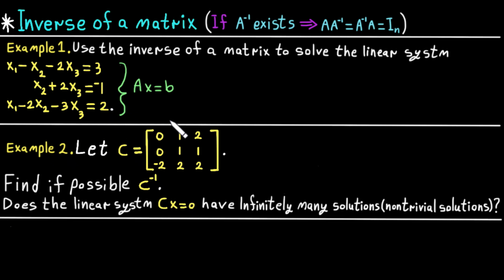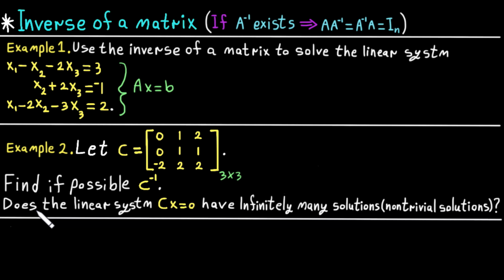Now let's read the second example. Let C equal this matrix here, a 3 by 3 matrix. The same here, we have 3 by 3. I will write everything here in a moment. Find, if possible, C inverse. Does the linear system Cx equal to 0 have... This is a linear system. It's similar to this, so you can write this one to look like this. You just have to put the coefficients, then you can write it like this.